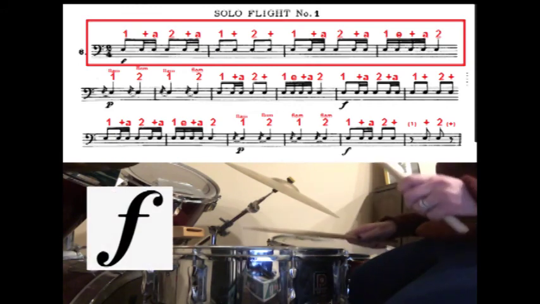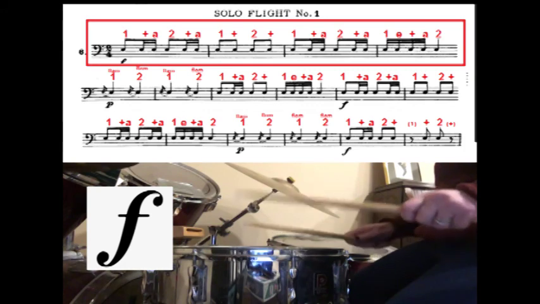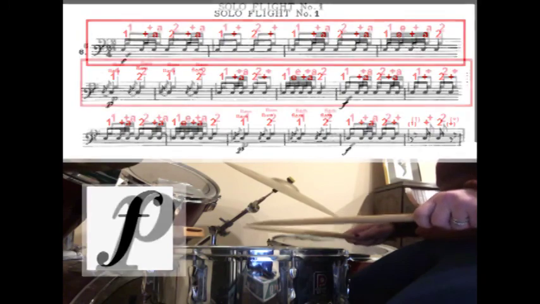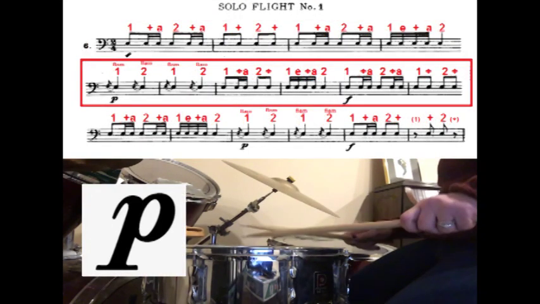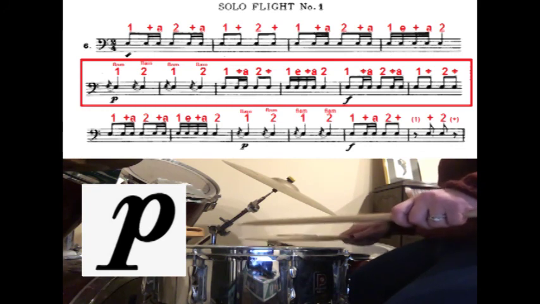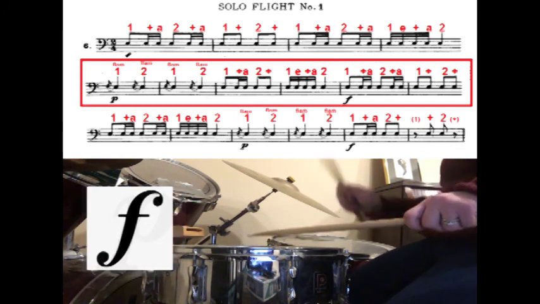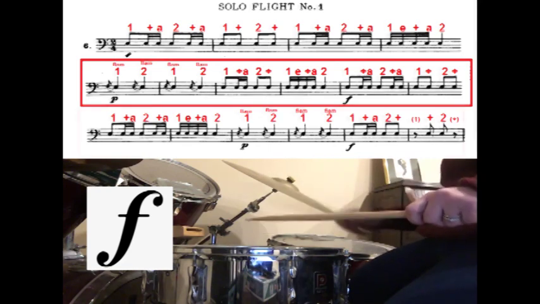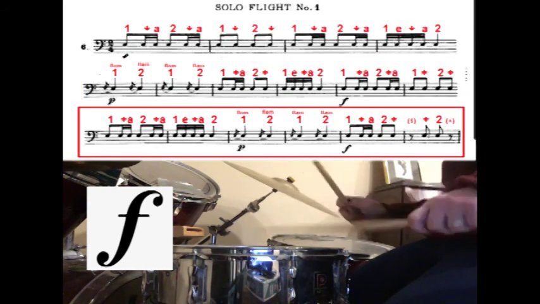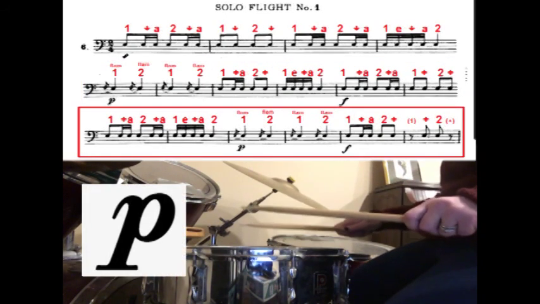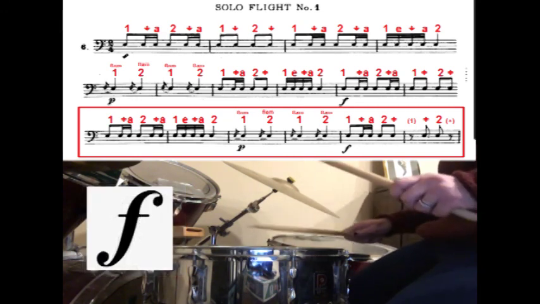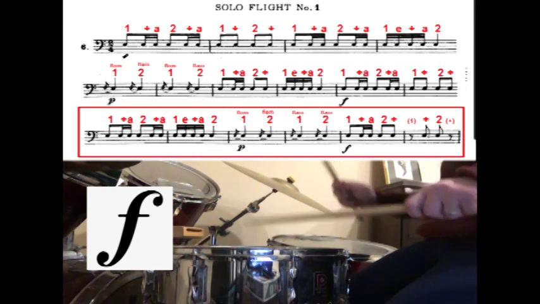1 and a 2 and a 1 and 2 and 1 and a 2 and a 1 and a 2. On the second line, soft. 1, 2, 1, 2, 1 and a 2 and 1 E and a 2. We're back to loud. 1 and a 2 and a 1 and 2 and, third line. 1 and a 2 and a 1 and a 2. Now we're playing soft. 1, 2, 1, 2, loud. 1 and a 2 and, rest and 2, rest.